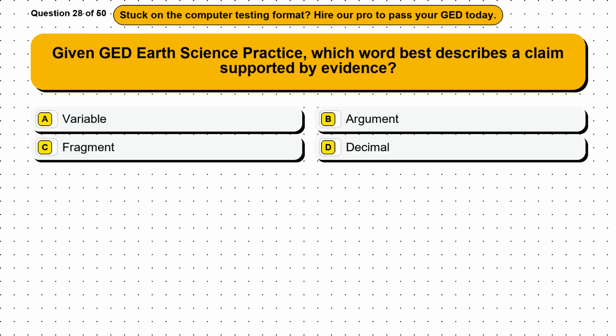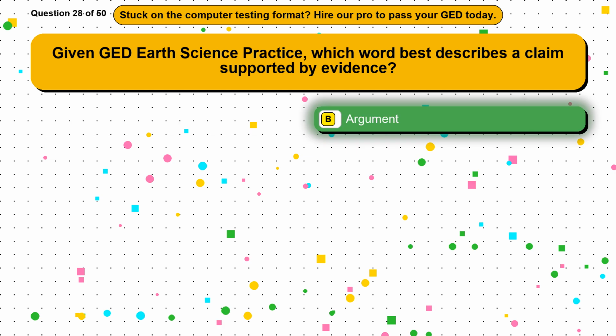Question 28. Given GED Earth Science Practice, which word best describes a claim supported by evidence? Option A, variable. Option B, argument. Option C, fragment. Option D, decimal. The correct answer is option B.